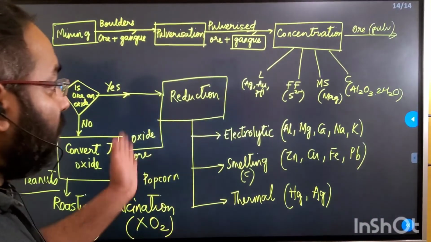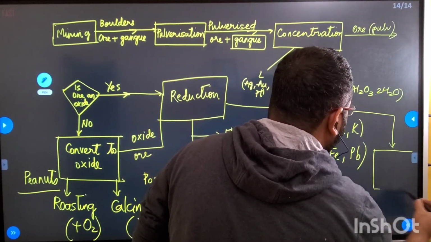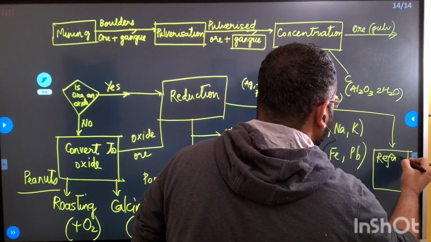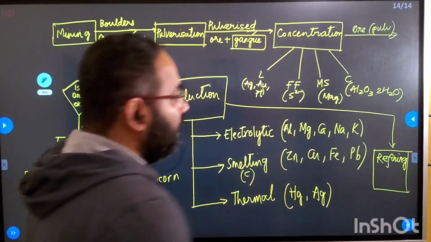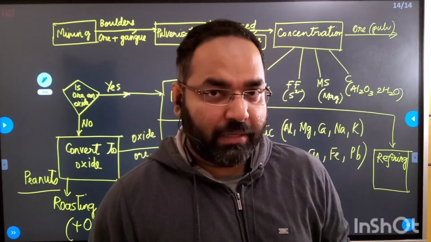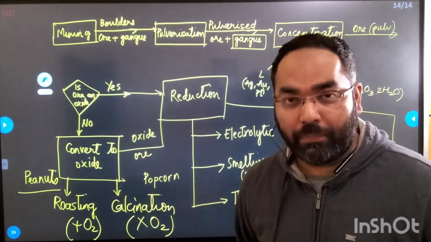Okay, after all this is done, the last step which I'm going to write here is where you refine it. In the process of refining, you will be able to get the pure form of metal, and this will conclude the entire end-to-end metallurgical process.